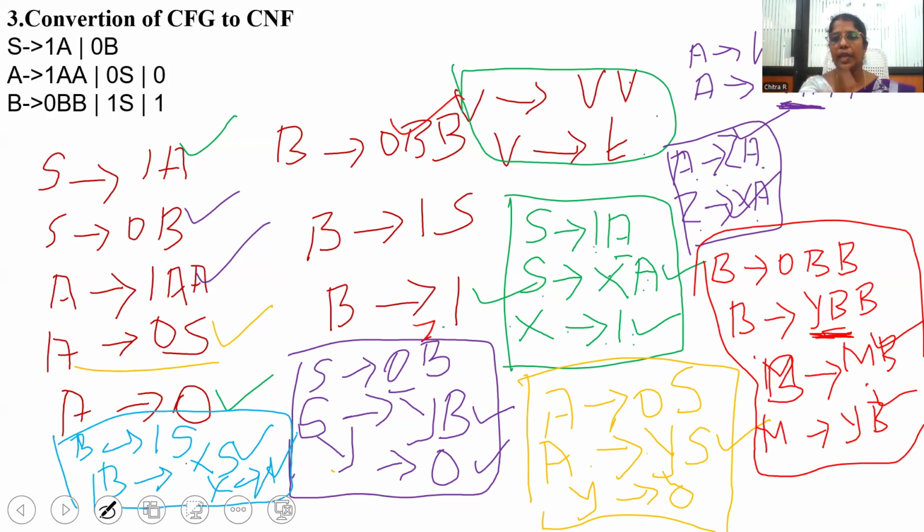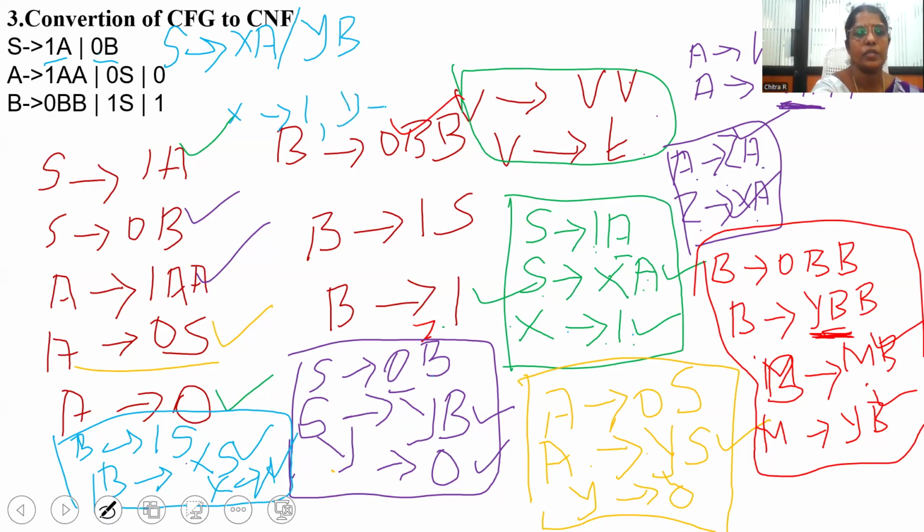The important thing is you should write the answer separately, the final forms, final productions. What are they? S tends to 1A. 1A is not in Chomsky normal form. Instead, I convert 1A into XA, comma, X tends to 1. So S is converted into XA, where X tends to 1. Then 0B. 0B is converted to YB and Y tends to 0. So that is converted into YB, and Y tends to 0.